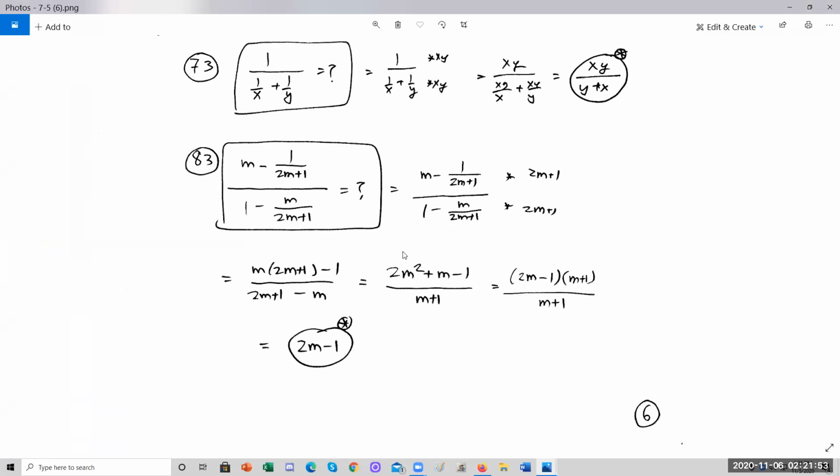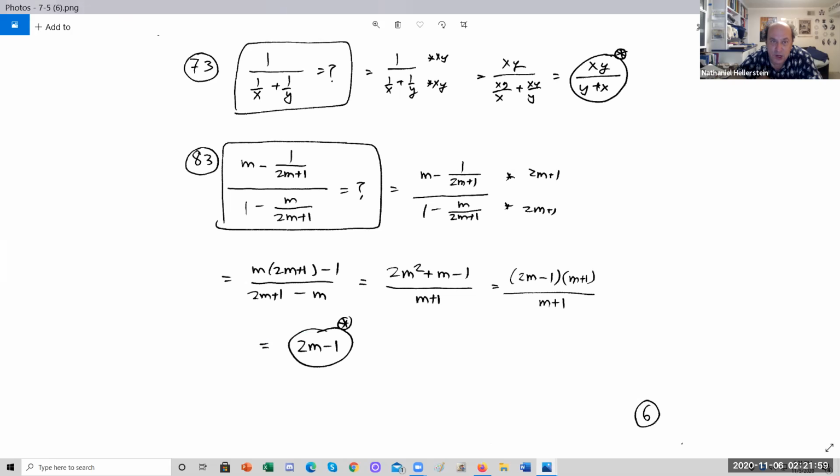Wonder what that was. Anyhow, I think we already did this one. I call it reduction. Reciprocal of sum of reciprocals. Multiply numerator and denominator by xy. And after a bit of calculation, get xy over y plus x.